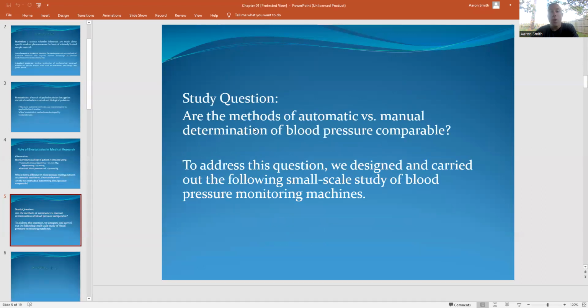So, study question. Are the methods of automatic versus manual determination of blood pressure comparable? Can we consider them the same? If they're not considered the same, can we mathematically convert from one to the other? To address this question, we designed and carried out the following small-scale study of blood pressure monitoring machines.